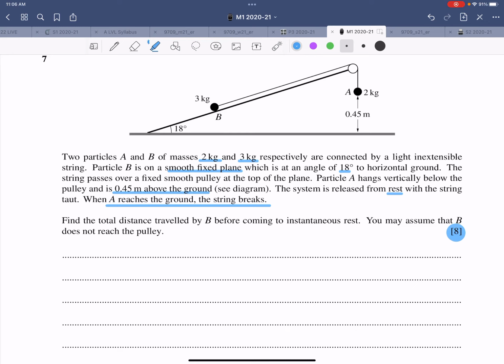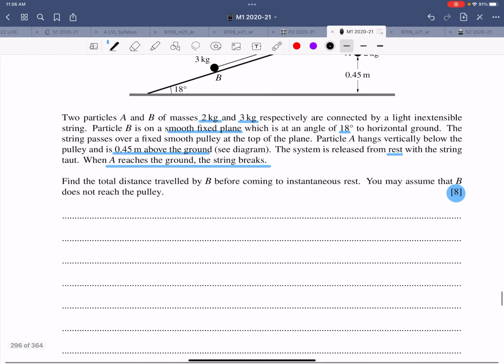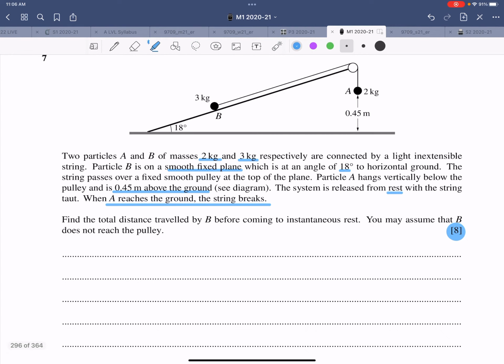Straightforward question. First of all, for particle A, if I should label something. So therefore label this thing. No need to label the other component because it's a smooth plane. And now this is blue like this, and this is something like this. Okay, so this is 2G, this is tension, this is tension, this is 3G sine of 18 degrees. R is not needed, mg cos theta is not needed. This one is going down, this one is going up.